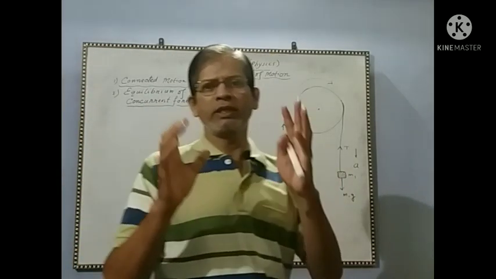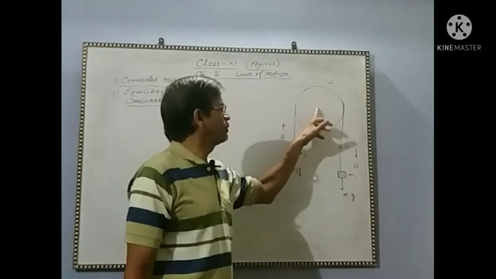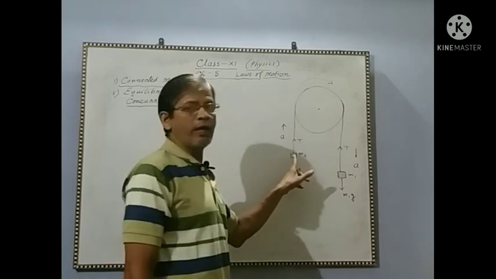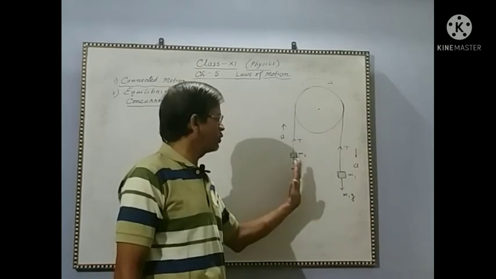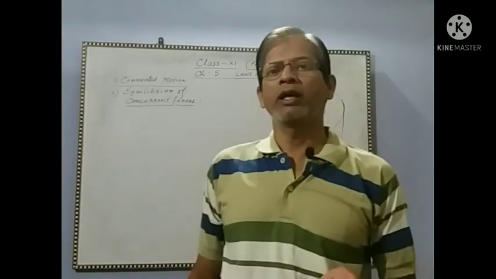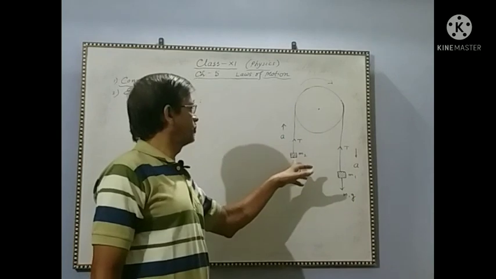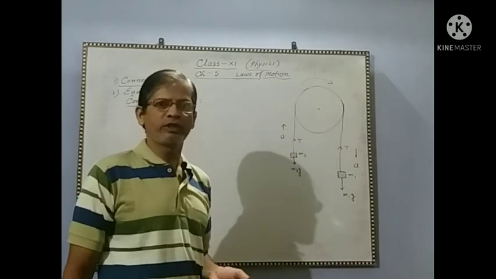Connected motion means there is a pulley, and with this pulley two bodies are moving. One is M1, another is M2. M1 is greater than M2. It is moving in this direction, so it will move upward. Here our aim is to find the acceleration of the masses and the tension in the string. The pulley is fixed in its position.